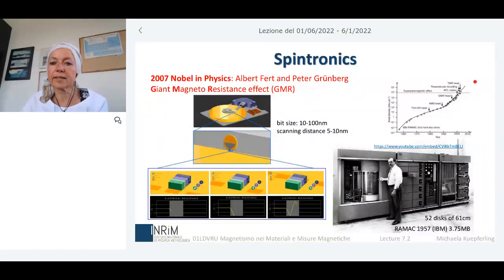And this is again the picture that I showed you already in my first lecture, where you can see how much the storage density increased with the invention of the GMR. And then this increase moved on with the perpendicular recording. So these are very important developments.